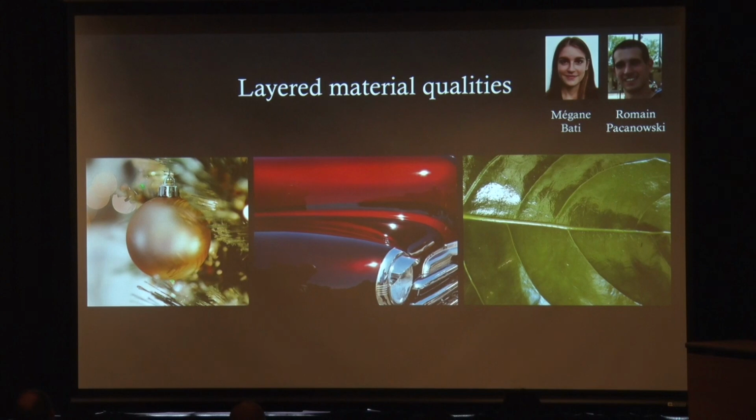Layered materials are all around us, not only in man-made objects like Christmas balls and car paints, but also in nature, in leaves, petals, skins, etc. And they have something special about them: the reflections look somehow more sophisticated and the color deeper. We were wondering whether we could characterize these visual qualities.